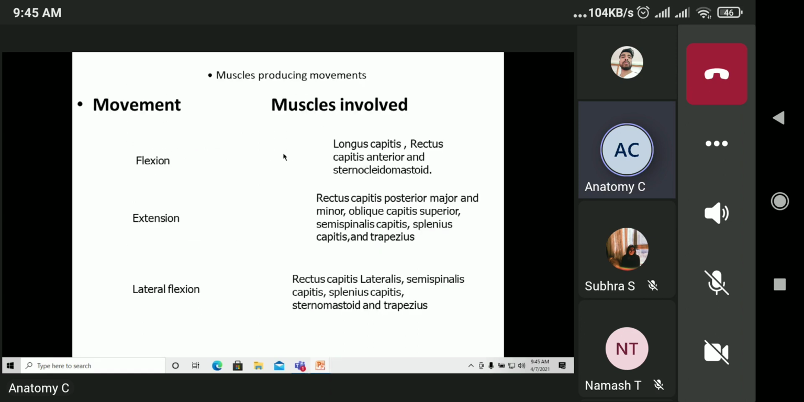So these are the muscles involved. For the flexion: longus capitis, rectus capitis anterior, sternocleidomastoid. For the extension: rectus capitis posterior major, obliquus capitis superior. You have to memorize this by yourself. Splenius capitis, trapezius. For the lateral flexion, again rectus capitis lateralis, semispinalis capitis, splenius capitis, sternocleidomastoid, and the trapezius. Okay, so these are the muscles providing the movement for the atlanto-occipital joint.